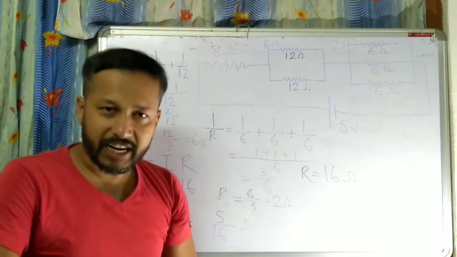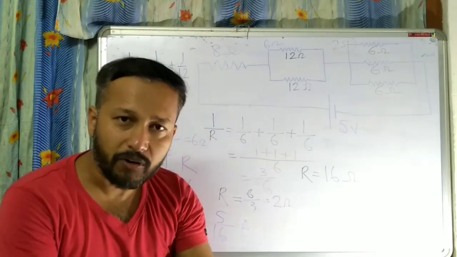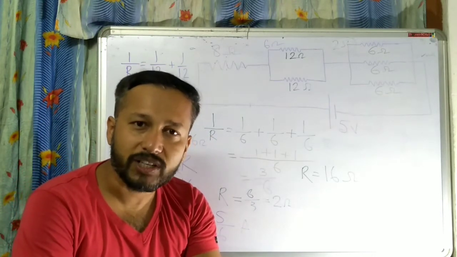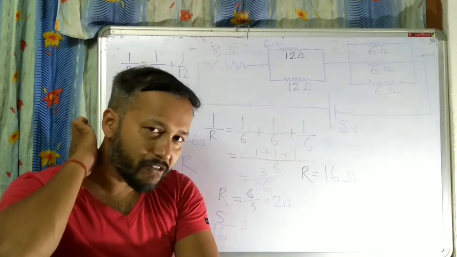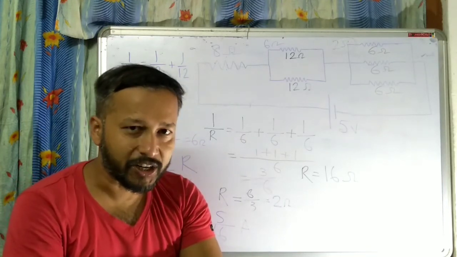So we have seen how to find the total resistance, I mean the equivalent resistance of a circuit, and from that how to find the amount of current passing through that circuit.